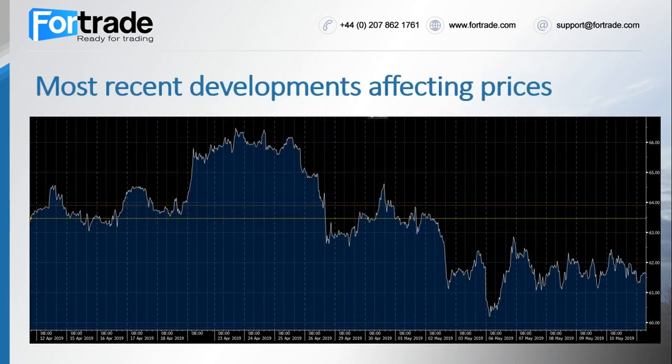In recent weeks, the most important factors affecting crude oil prices include sanctions on Iran and the crisis and sanctions in Venezuela, soaring US production, renewed trade war fears and concerns global growth will slow further, and fears that Russia does not want to restrict oil output. So on the chart here you can see how crude oil has been trading over the past month.